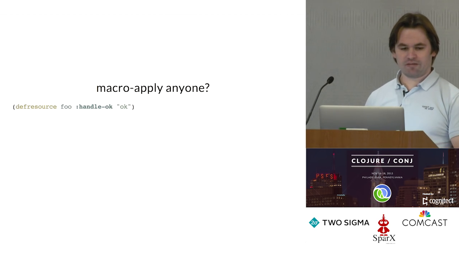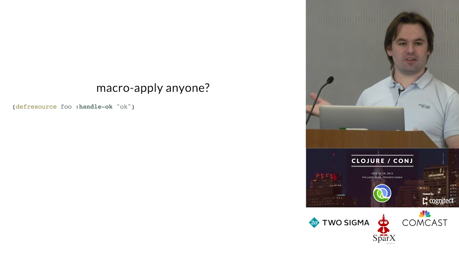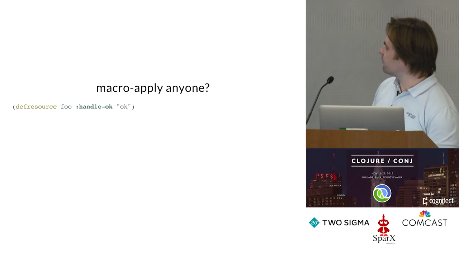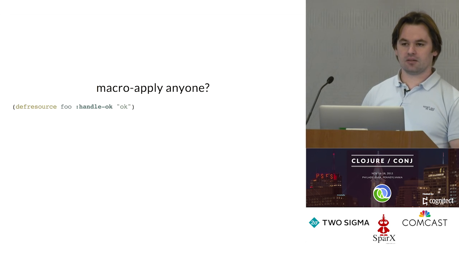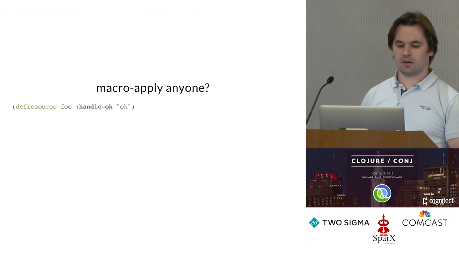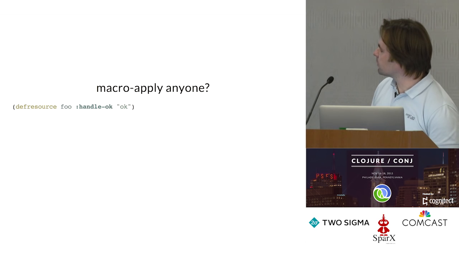So when you have a macro like defresource, which is a very convenient macro, you can define a top-level variable named foo. This is also a Liberator construct, and you can define all the callbacks afterwards.